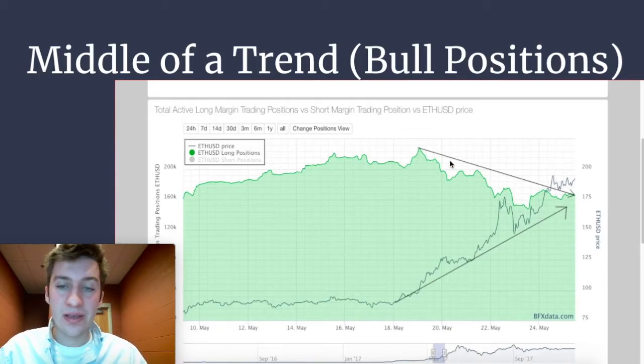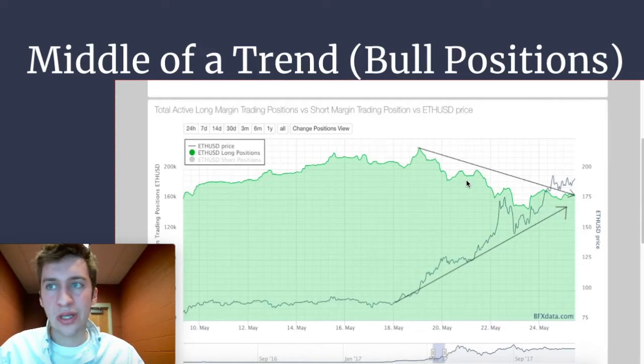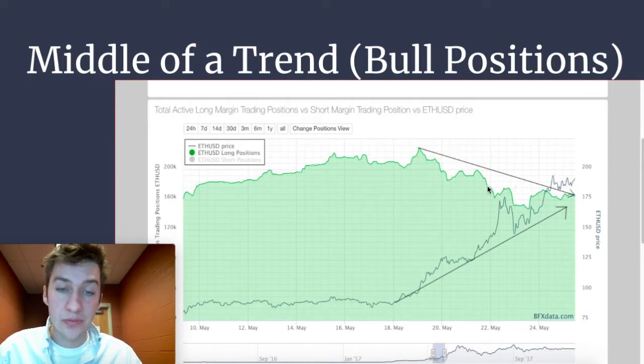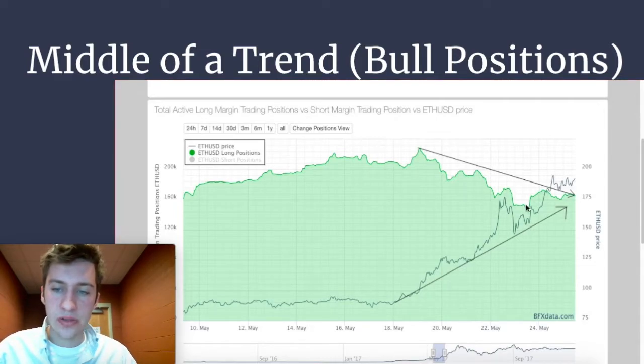That means that the long positions are taking profit, and institutions are getting into the market, and retail traders are getting out of the market. So this is beautiful. This is exactly what you'd want to see for the middle portion of an uptrend in bull positions. Okay. So if you had put on your graph and seen this, then this looks great. You'd probably want to hold this.